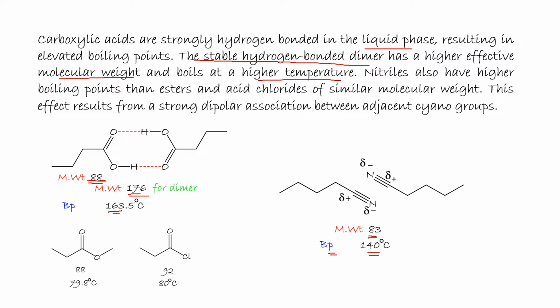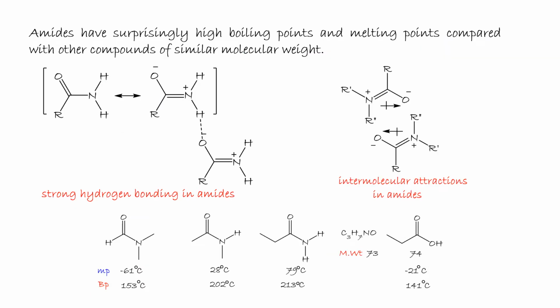Remember that ester and acid chloride, with molecular weight very close to the nitrile, have boiling points of 79.8 and 80. Amides have surprisingly high boiling points and melting points compared with other compounds of similar molecular weight.